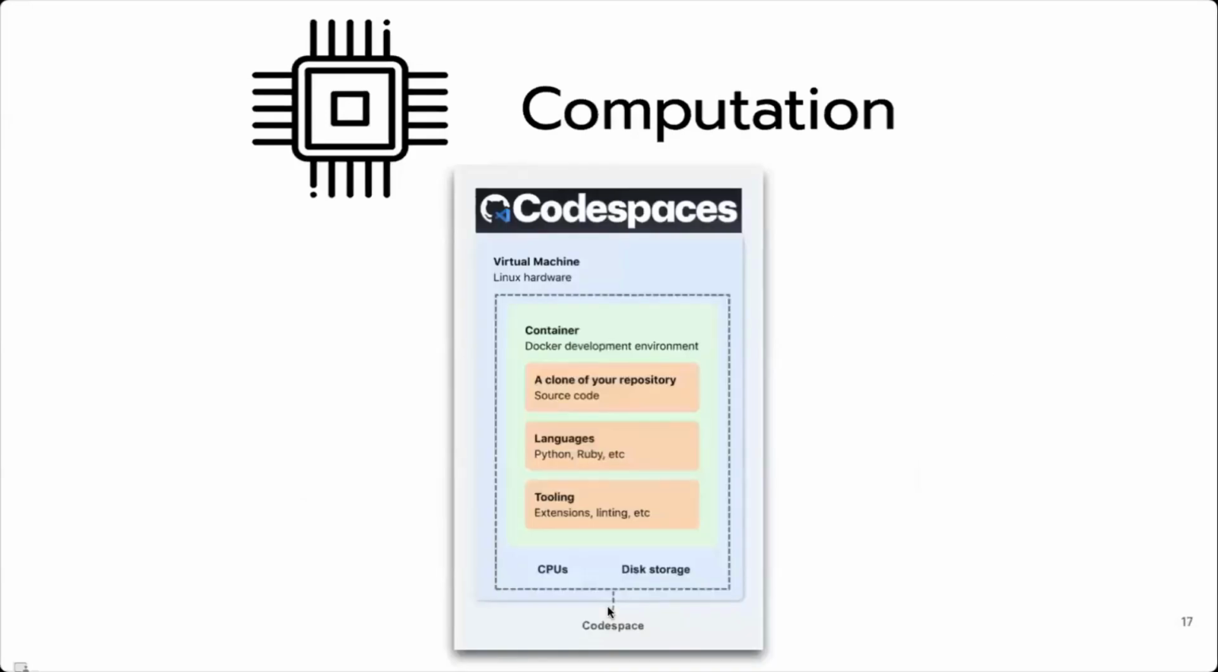For example, GitHub Codespaces provisions a virtual machine for each Codespace instance. You can see in this diagram that GitHub hosts the Codespace in a Docker development container and allows you to choose the number of CPU cores and the amount of memory and storage.